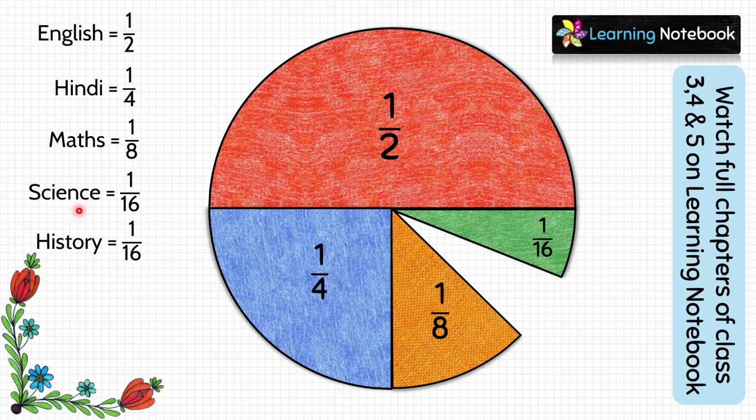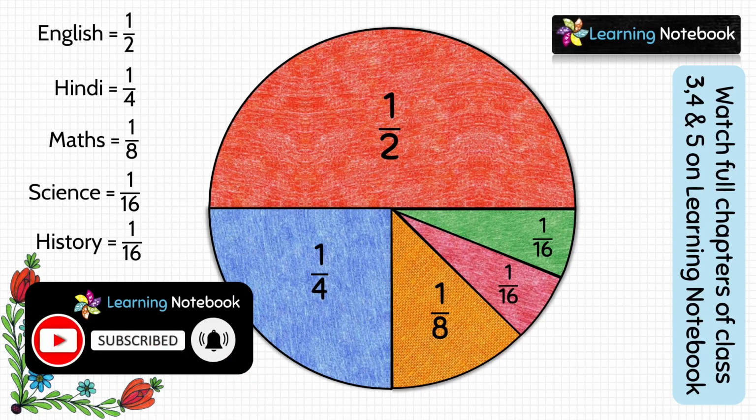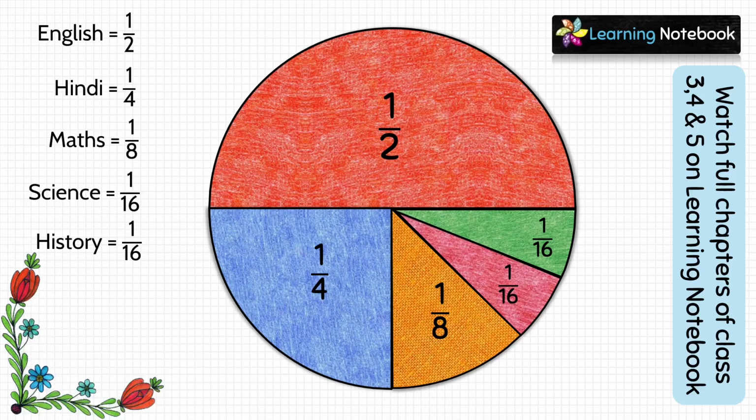Students, how to make fraction 1 by 16? You can do so by dividing fraction 1 by 8 into 2 parts. Next, we will take fraction 1 by 16 from pink circle to represent history books. So in this way, we have represented the same data using pie chart. Students, now I hope you understood the concept of bar graph, pie chart and pictograph.